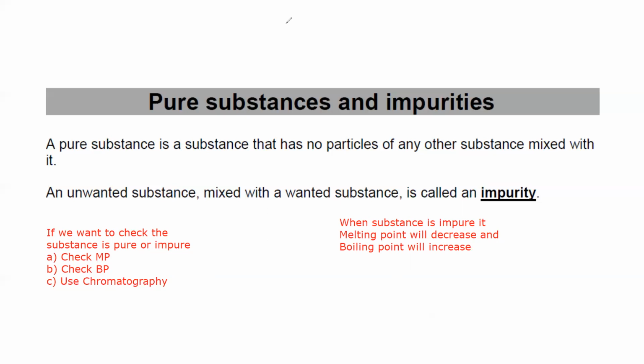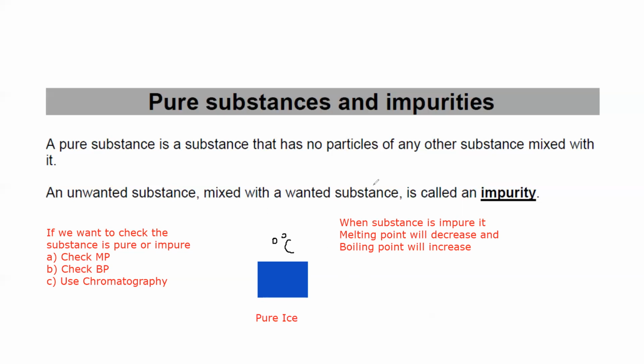Example, say you have pure ice. What is the melting temperature of pure ice? What is the melting point of pure ice? When ice is pure, at what temperature does it melt? So when the ice is pure, it melts at 0 degrees centigrade. That's right.